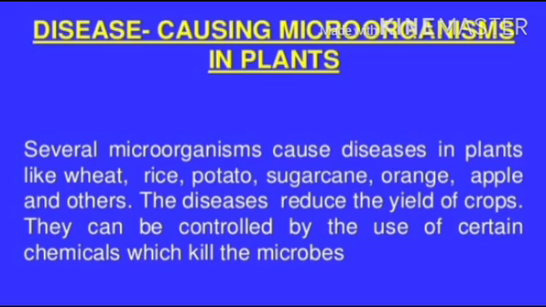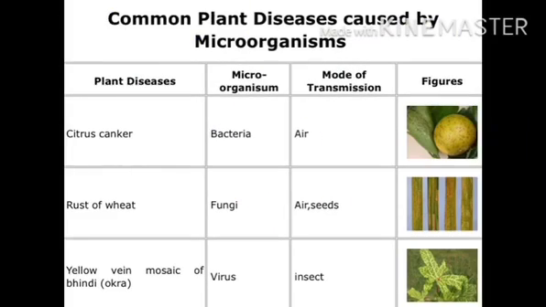Some plant diseases and the microorganisms causing them. We will discuss some diseases common in plants. Plant disease citrus canker, crop: orange. The microorganism causing the disease is bacteria and the mode of transmission is air. Now the plant disease yellow vein mosaic, crop: bhindi. The microorganism causing the disease is a virus. Mode of transmission is insects.